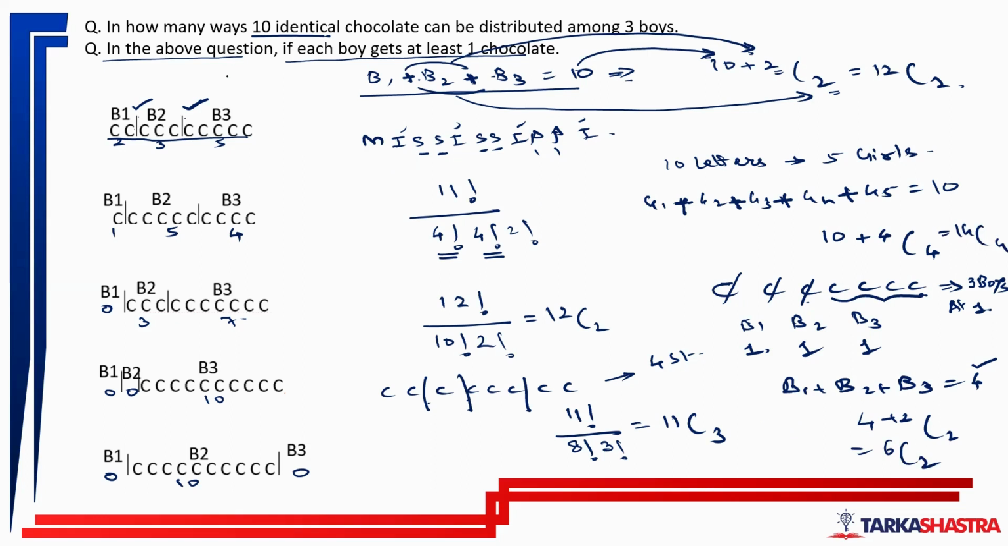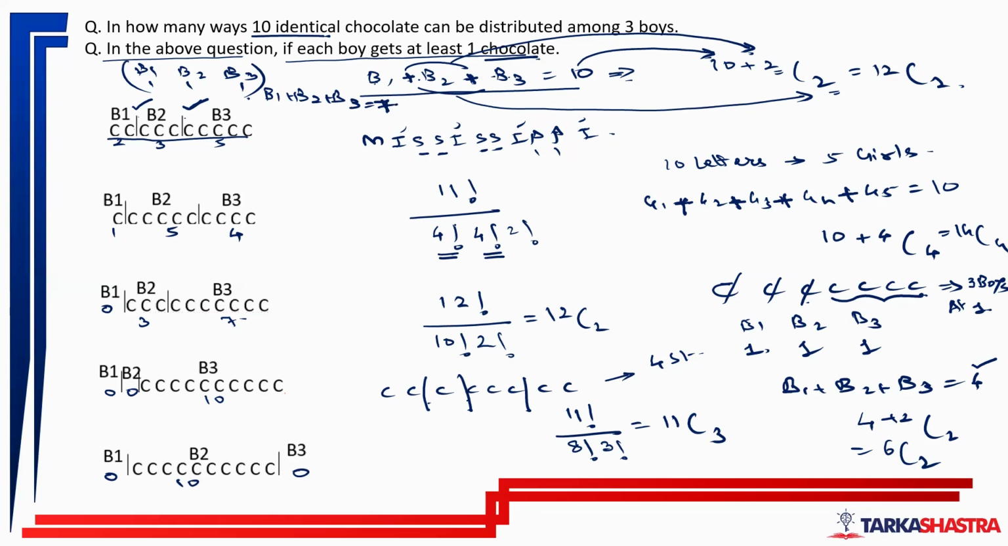Then what are they saying? In the above question, if each boy gets at least 1 candy, so the same condition, B1, B2, B3, we had to distribute 10 chocolates to them. Now each one gets 1 candy. So B1 gets 1, B2 gets 1, B3 gets 1. Now we have 7 chocolates remaining. So B1 plus B2 plus B3 is equal to 7. And why 7? Because to satisfy the condition of the question, we had to give 1 chocolate to each boy. Because they wanted that everyone gets at least 1 chocolate.